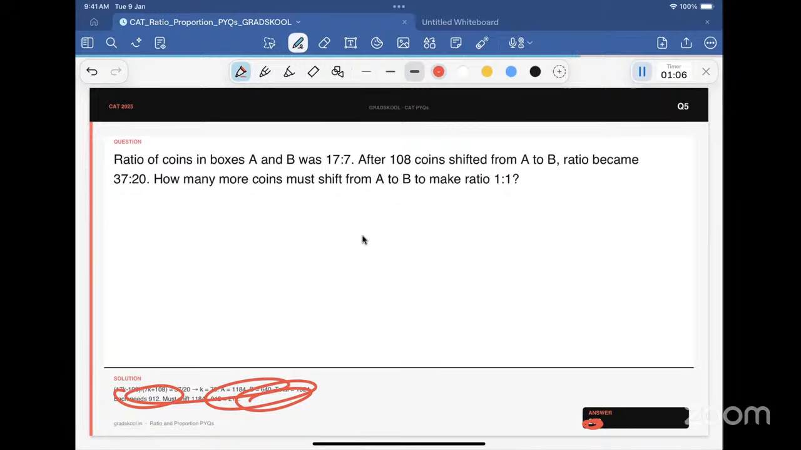Okay, let's solve this. Very calculative. Ratio of coins in boxes A and B was 17 is to 7. So let's say 17K were in box A and 7K were in box B. So 108 coins shifted from A to B. So in A, 108 coins got subtracted, and in B, 108 coins got added. Cool. Ratio became 37 is to 20.